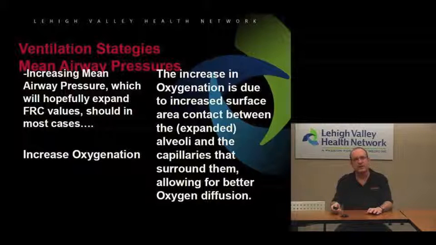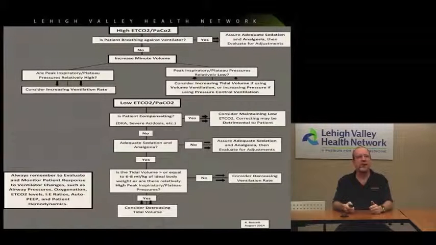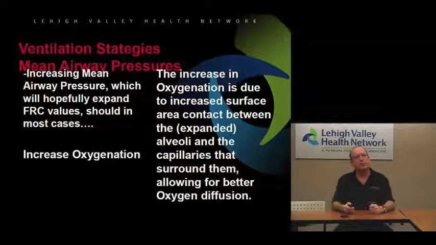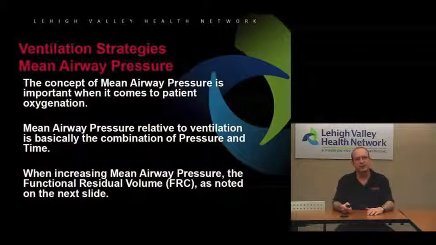And the reason this happens is the increase in oxygenation is due to the increased surface area contact between the expanded alveoli and the capillaries surrounding them, allowing for better oxygen diffusion. So your oxygen diffusion into the capillary bed of your lungs from the alveoli is actually happening when the alveoli are pressed up against those capillaries, or if you want to think of the expanded grapes pressed up against those capillaries, or your alveoli. So that's when it's actually happening. So when we talk about mean airway pressure, the more pressure you have and the more time that pressure is there is your mean airway pressure. I hope that makes a little bit of sense.